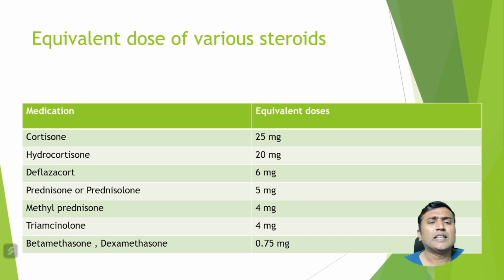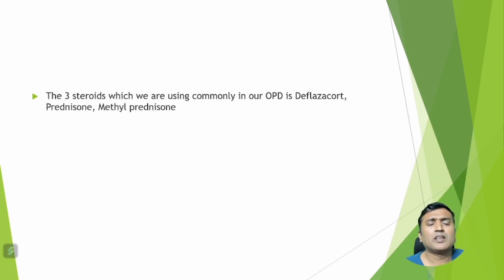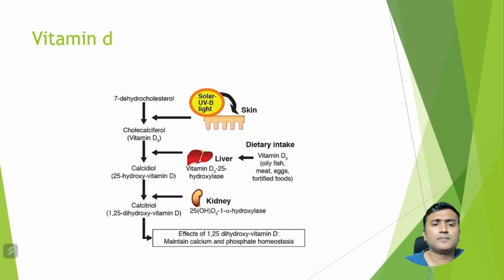So, these are the equivalent doses of various steroids. This is how we are using them. The three steroids which we are using commonly in our OPD are deflazacort, prednisone, and methylprednisone.